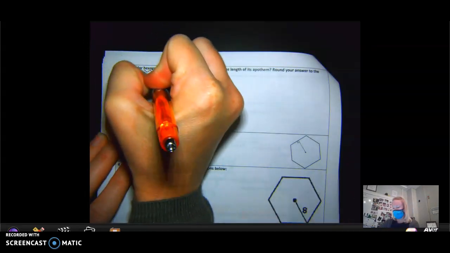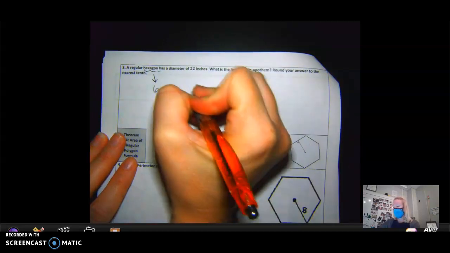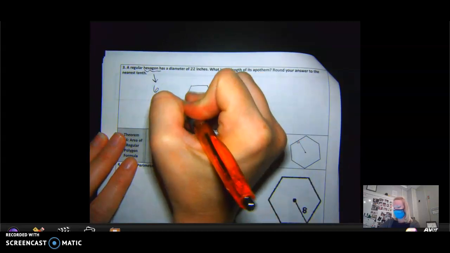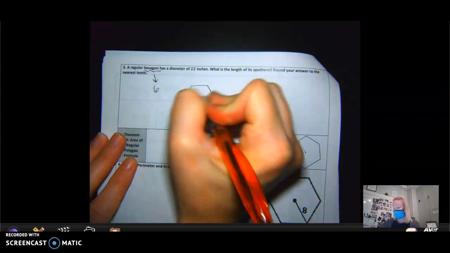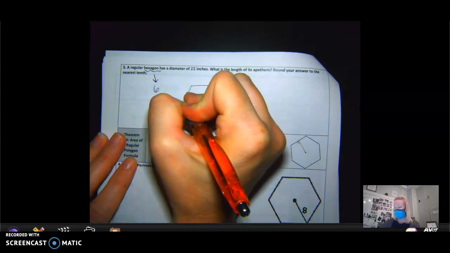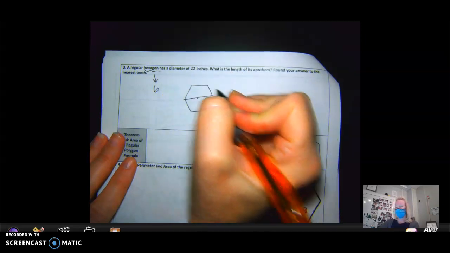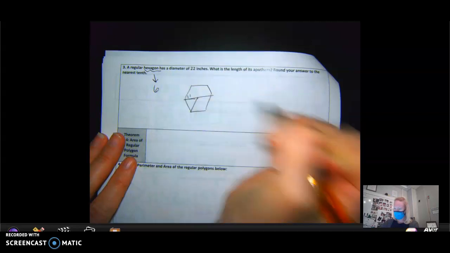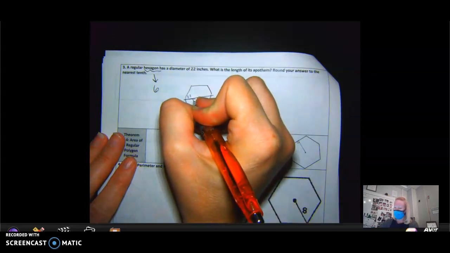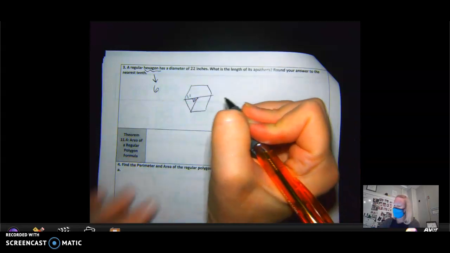Go ahead and try number 3 on your own real quick, top of this page. Another hexagon. A hexagon has how many sides? It has a diameter of 22 inches. So I just drew a picture, diameter of 22 inches. So what would the radius be? 11. How many degrees are up in here? Up in here. 60. Sorry. What's the length of the apothem?